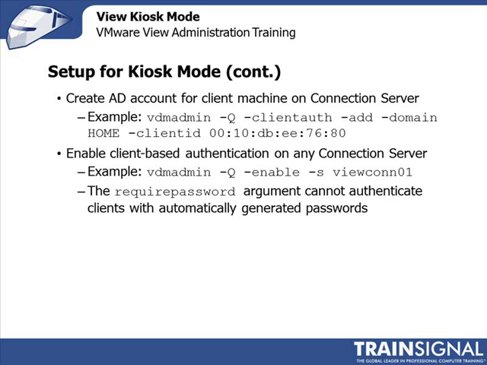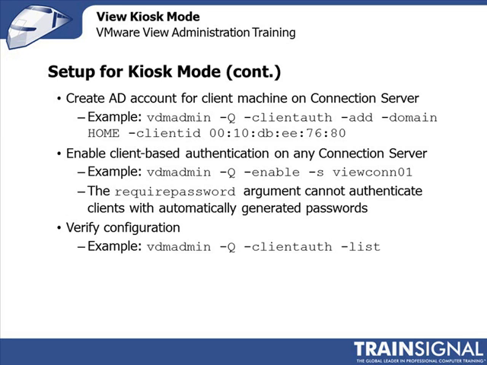There is a -requirepassword flag that can be used at this step, but it's important to note that when using this flag, any clients that were created with automatically generated passwords will no longer be able to access their pool through this connection server. And then finally, we'll verify our setup by using the vdmadmin command with the -Q and -clientauth flags, and then providing just the -list flag.